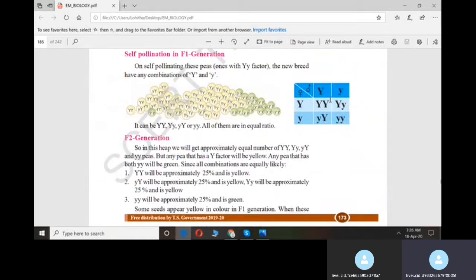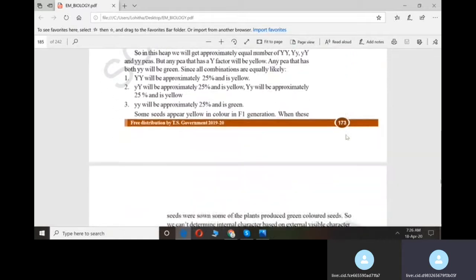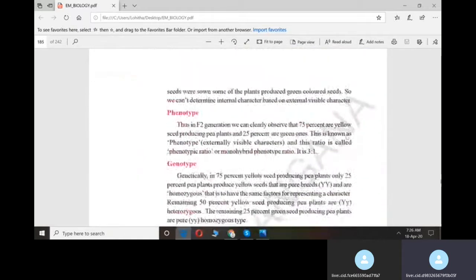So it is showing external visible character. So this is 1, 2, 3. Three is showing green one. This type of ratio is called phenotypic ratio. Understand? The ratio is called phenotypic ratio, or monohybrid phenotypic ratio.